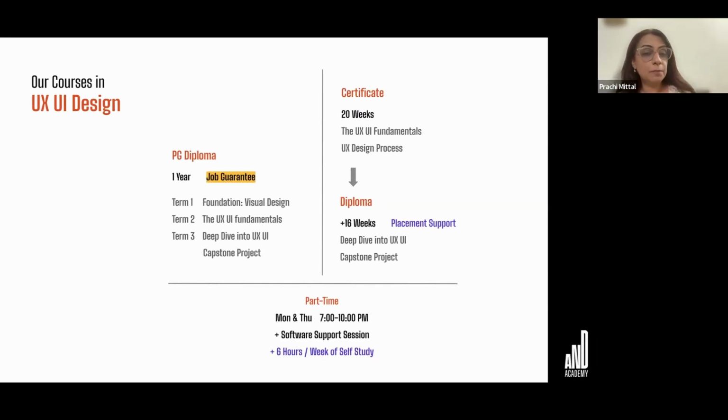So that's a PG diploma. But if you don't have a year to invest, you can do a shorter journey. You can start with a certificate of 20 weeks in which you learn the fundamentals of UX UI. You do a design process. You do 2 short projects and you can exit at this stage. And that's a good time for you to know whether you really want to work in UX UI or not.